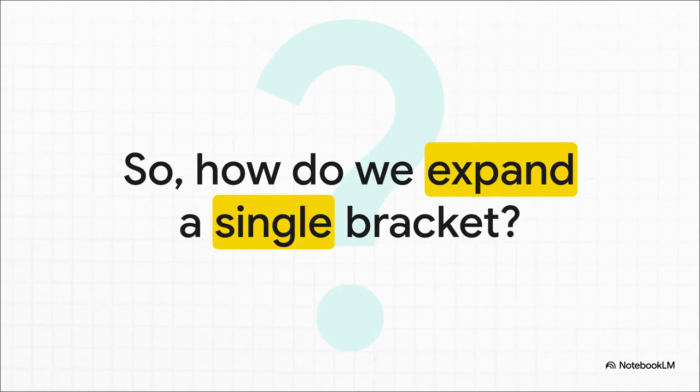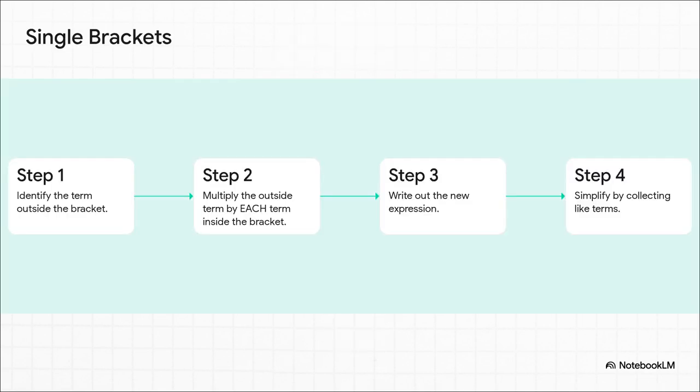So that brings us to the big question, right? How do we actually do this? Well, it's a really straightforward process you can use every single time. First, you just spot the term that's sitting outside the bracket. Now, here's the most critical part. You have to multiply that outside term by every single term inside, not just the first one. That's the number one mistake people make.